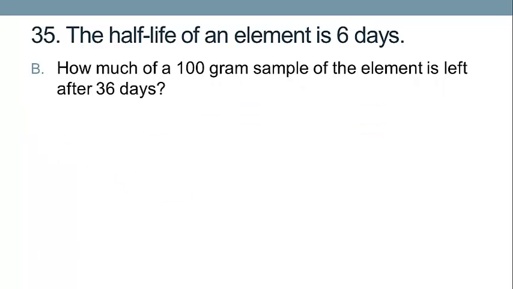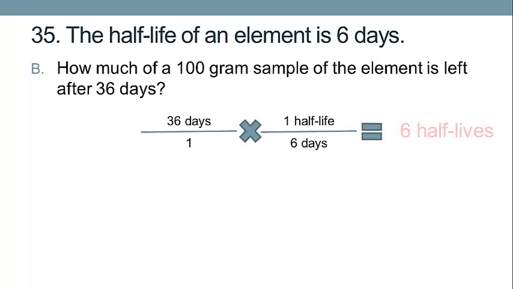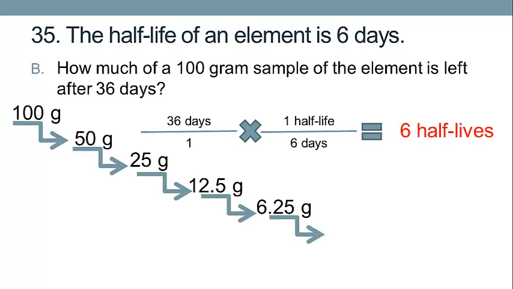How much of a 100-gram sample of the element is left after 36 days? So 36 days is going to be 6 half-lives. So I'm going to take 100 and half it 6 times. So once I'm all said and done, I have 1.56 grams left over. I took half of 100 6 times.